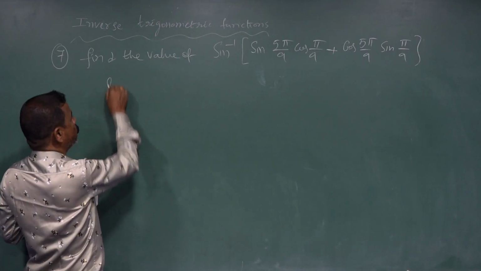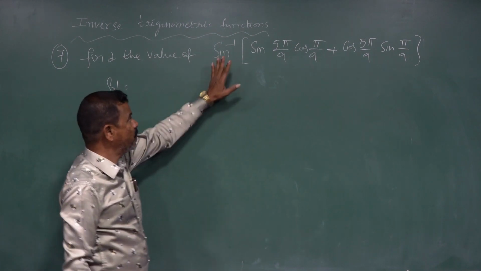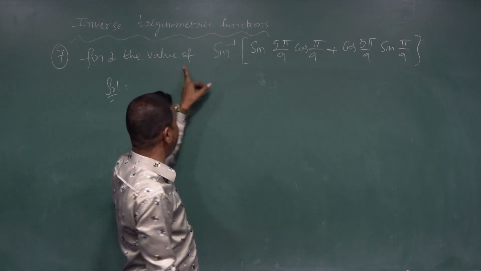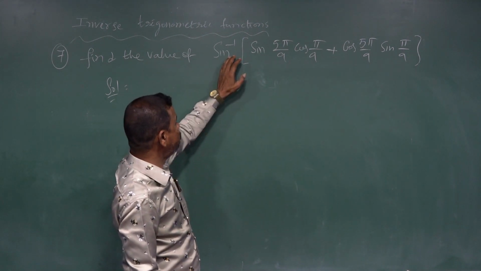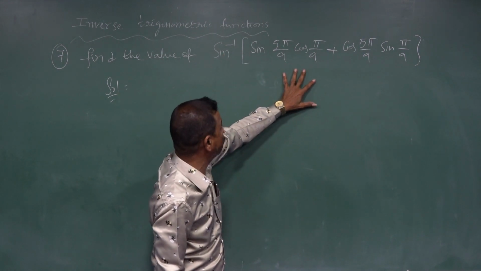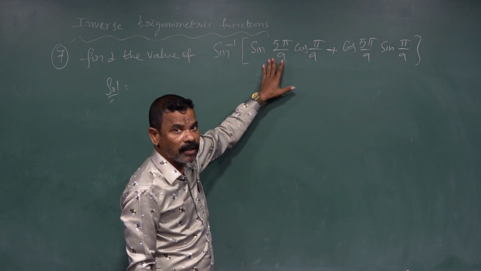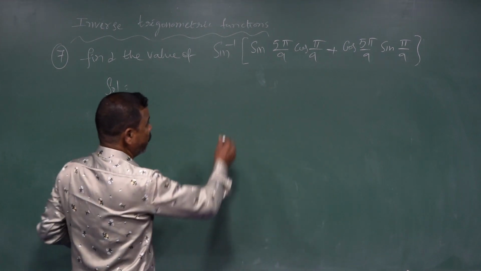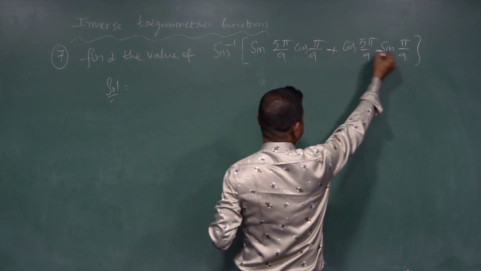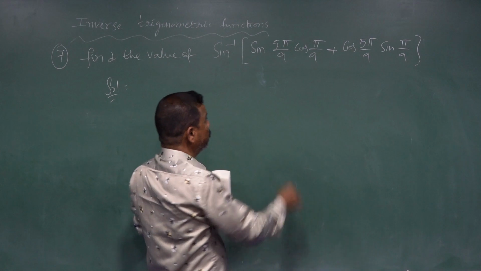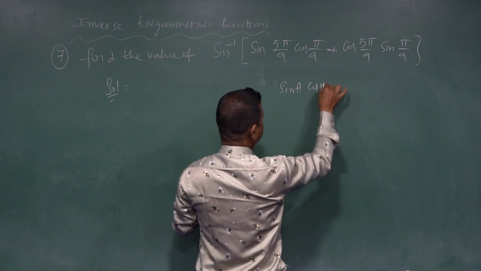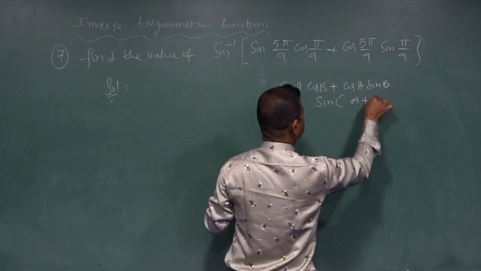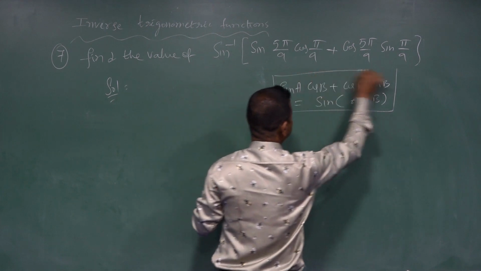Okay. Solution: here for the sine inverse function, they are asking for the value only. Value means sine inverse of some value here; is it 1 or 2 or minus 1 or how much? We check this value. First, it is in the form of sin A cos B plus cos A sin B. This value is sin of A plus B. This is the one useful formula here.